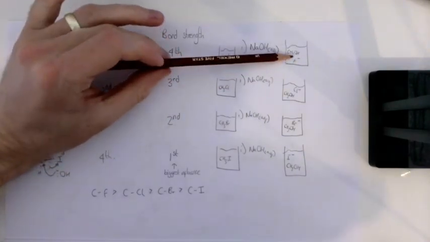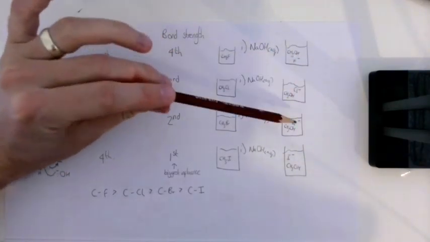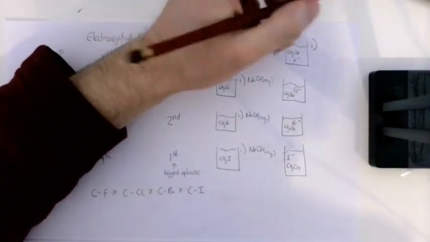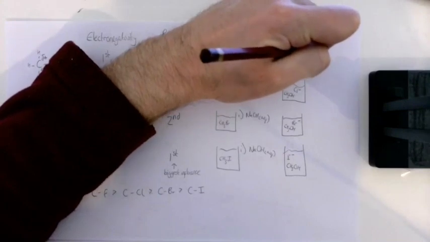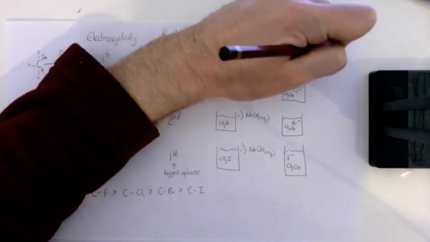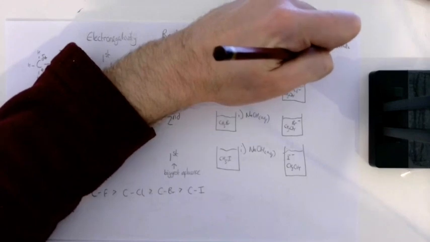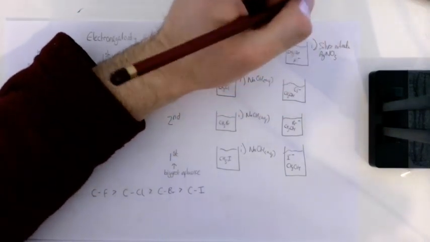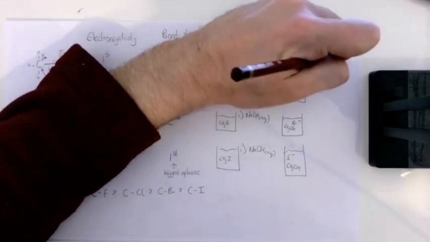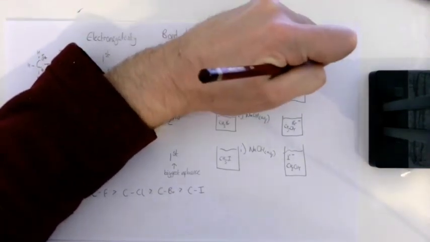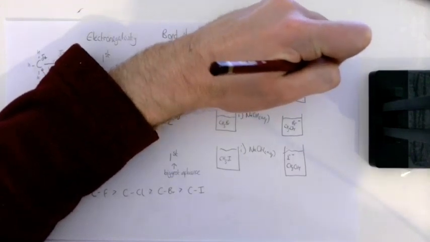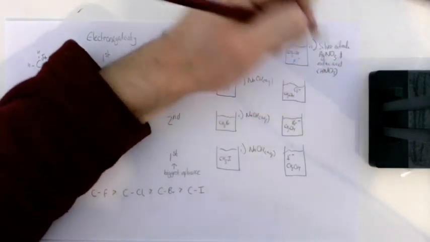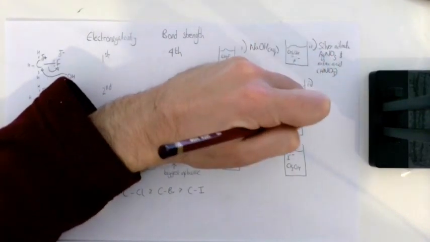Now, when you were in year 10, you will have looked at a test for these different ions. The test is to add silver nitrate. So silver nitrate, which is AgNO3. You would want to add a little bit of nitric acid as well. So this is step 2. So add some nitric acid as well to neutralize the solution. So that's HNO3.